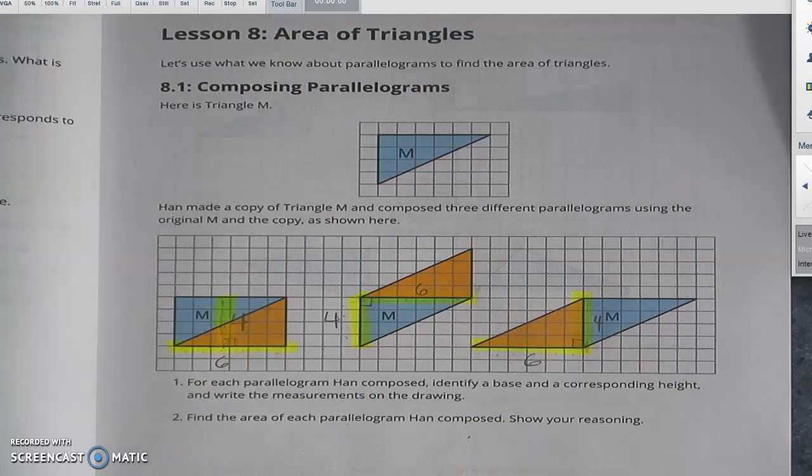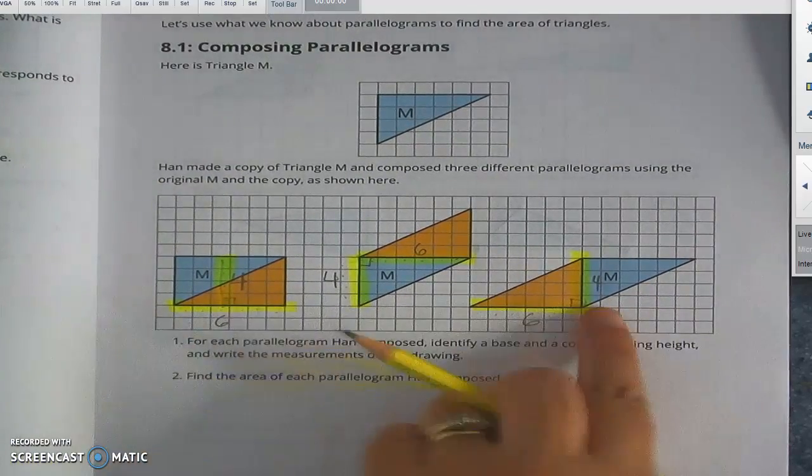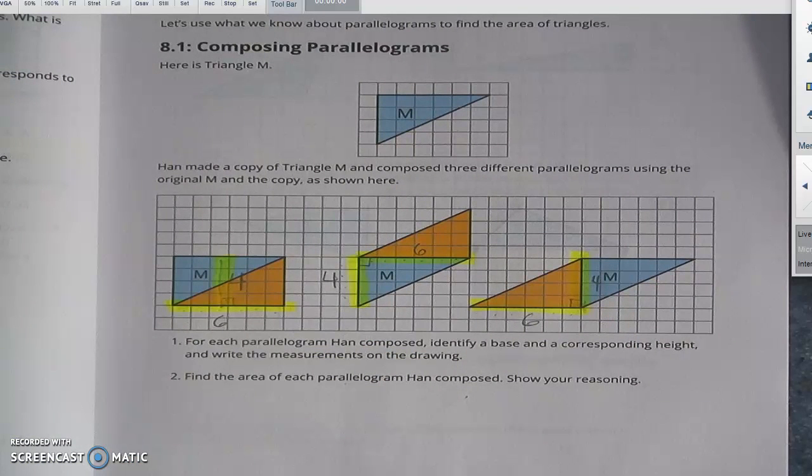Okay, then it says find the area of each parallelogram Han composed and show your reasoning. So please pause me. You're going to either down here or up in here somewhere, you're going to find the area of each parallelogram.